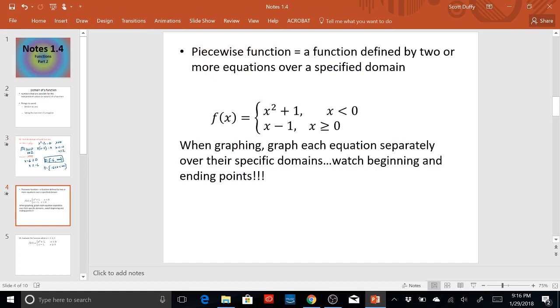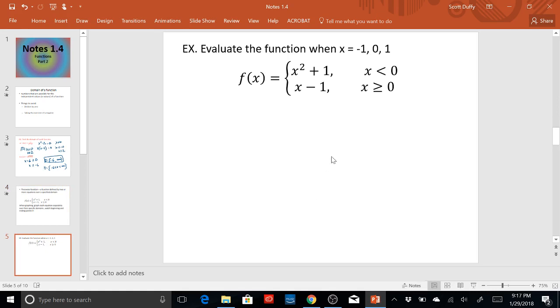Piecewise functions. Functions defined by two or more equations over a specified domain. When graphing, graph each equation separately over the specific domains. Watch the beginning and ending points. So, what does that mean? I'll show you what to do. It means that if we have this function and it's made of two different functions over two different domains, the domain will tell us which function to use for the given x.